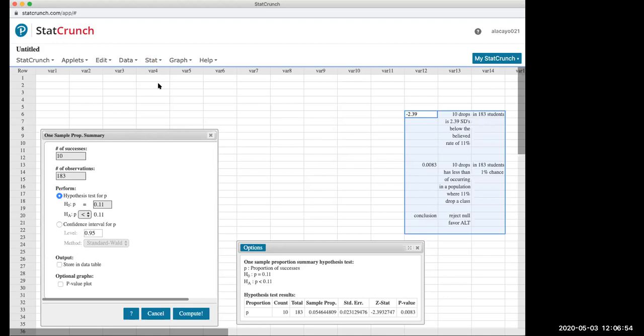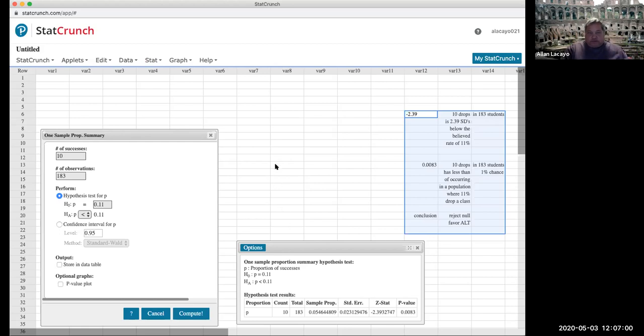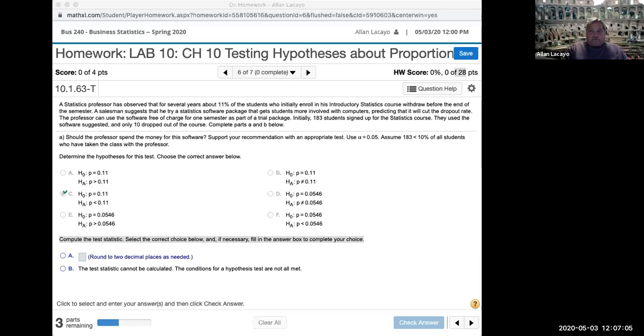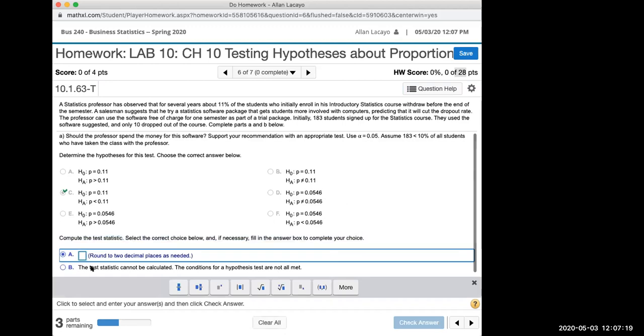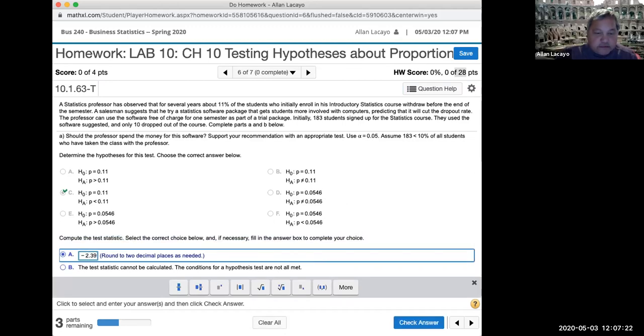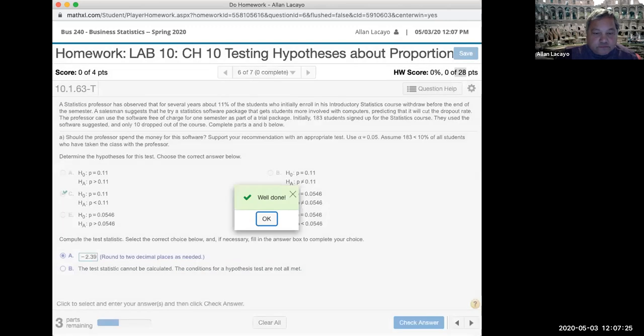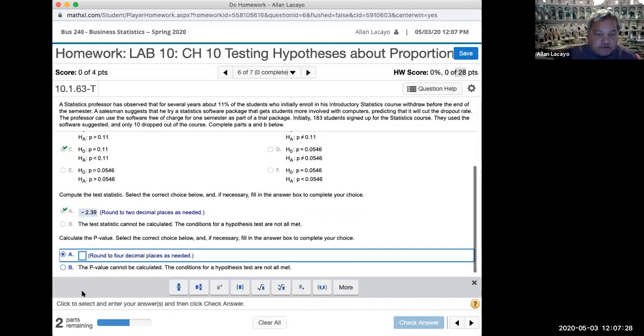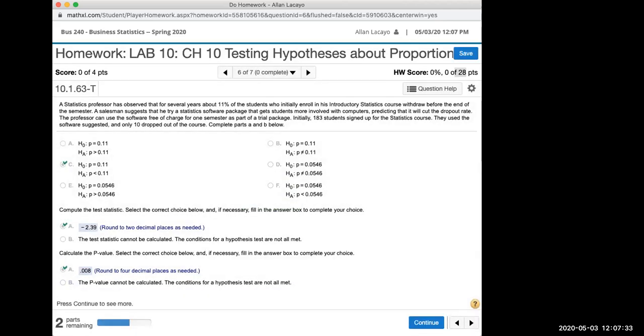Yes, actually, my question is part B. Okay, so let's go into the problem again. I'm at part B as well. We have to compute the test statistic, minus 2.39. The p-value is 0.008.